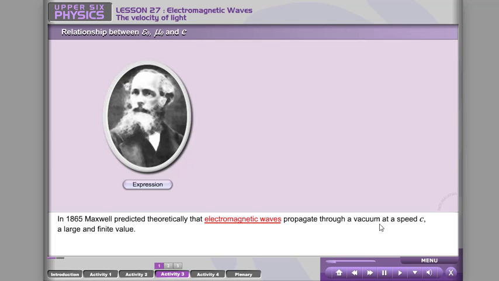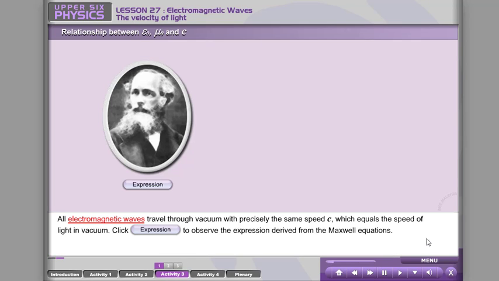In 1865, Maxwell predicted theoretically that electromagnetic waves propagate through a vacuum at a speed c, a large and finite value. All electromagnetic waves travel through vacuum with precisely the same speed c, which equals the speed of light in vacuum. Click the expression button to observe the expression derived from the Maxwell equations.